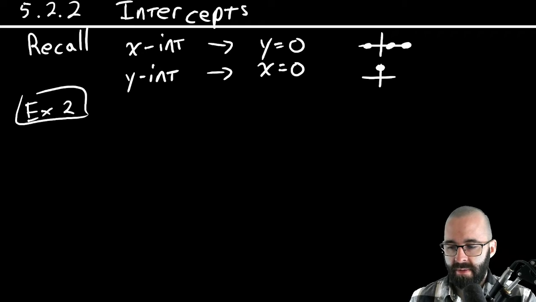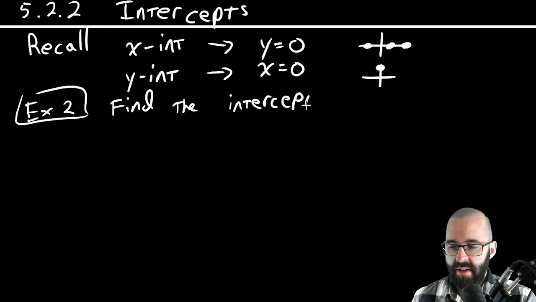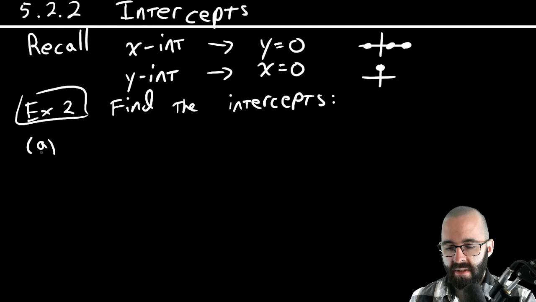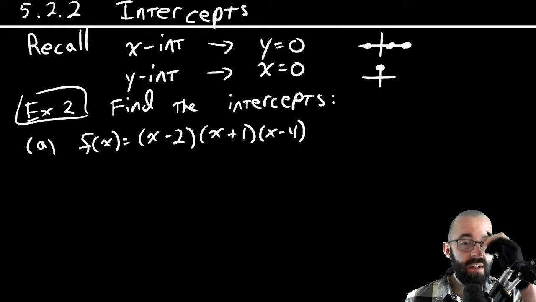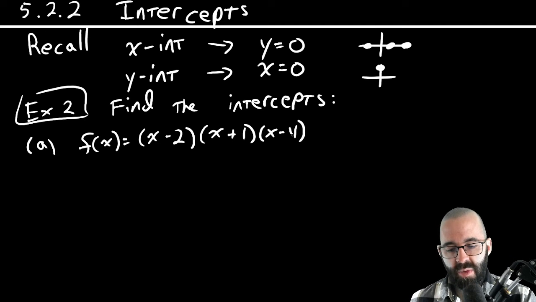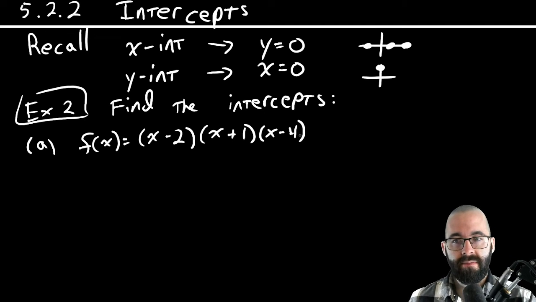Example 2. Find the intercepts. All right, so a little bit of factoring review and a little bit of definitions. Part A is going to be f of x equals x minus 2 times x plus 1 times x minus 4. So to find these intercepts, we just plug in the things.